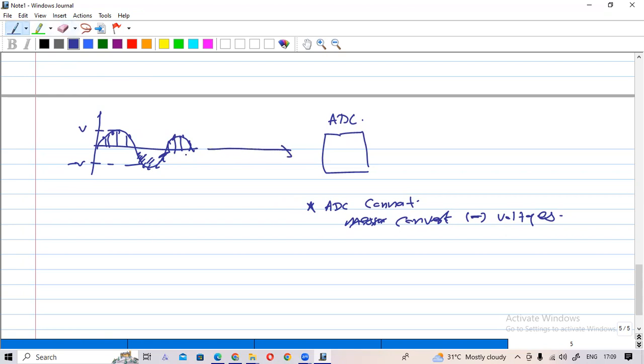So what you have to do before giving this signal to the ADC? You know what you have to do.